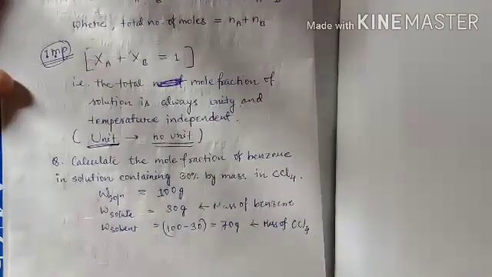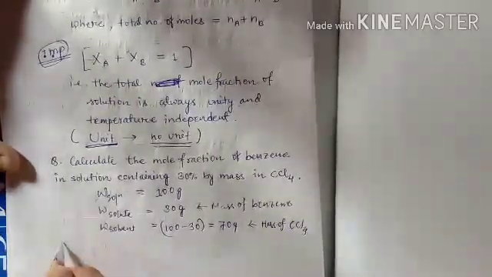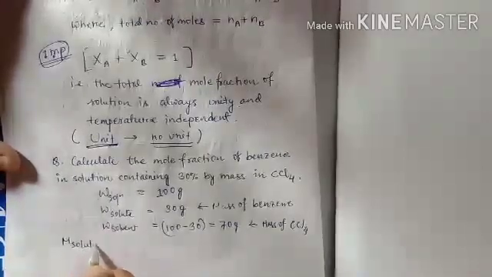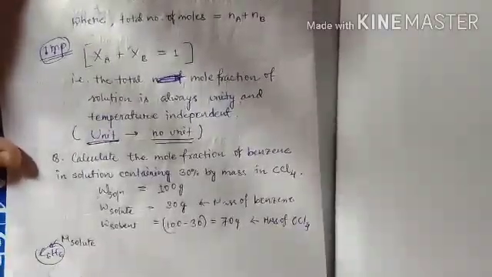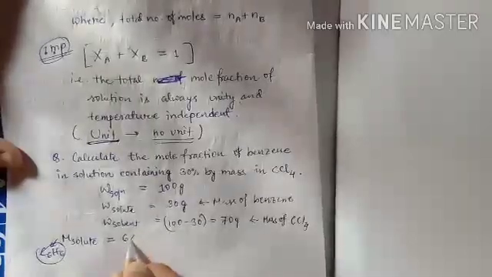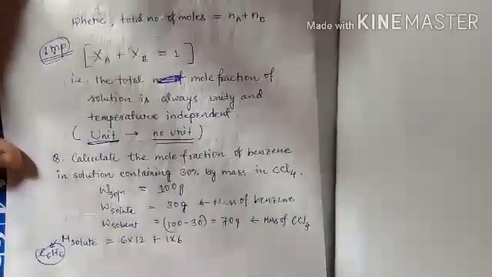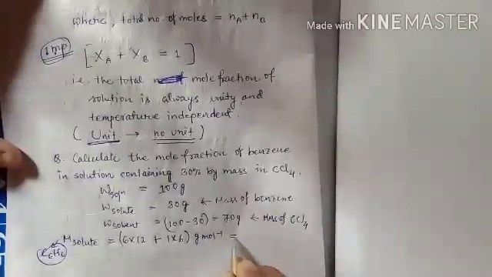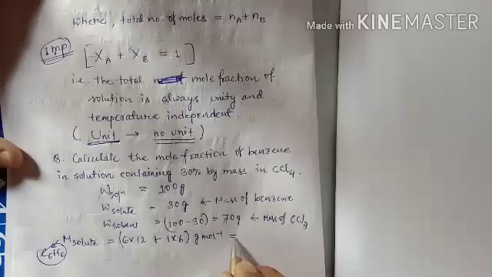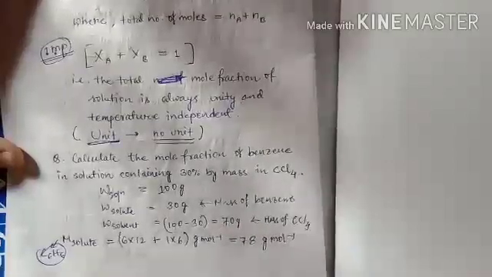Then, already the solute is benzene, so we require the molar mass of the solute, M solute. So M solute means for benzene, C6H6. Benzene has 6 carbon, 6 into 12, plus 6 hydrogen, 1 into 6, gram per mole. That is equal to 72 plus 6, which is 78 gram per mole. So this is the molar mass of benzene.